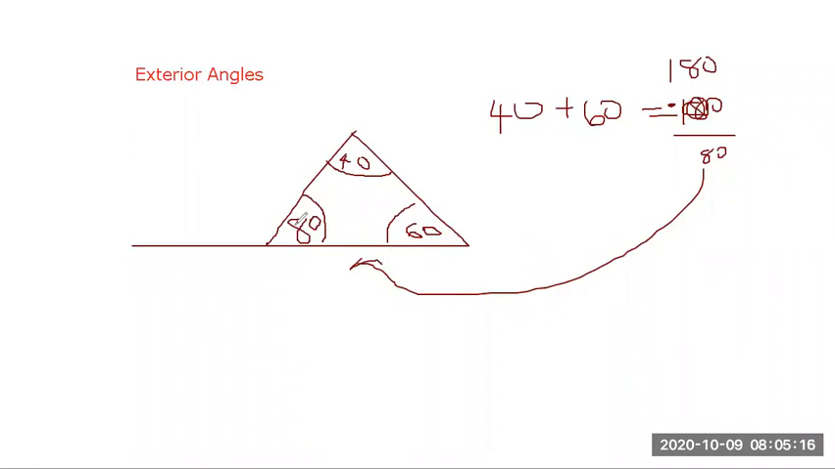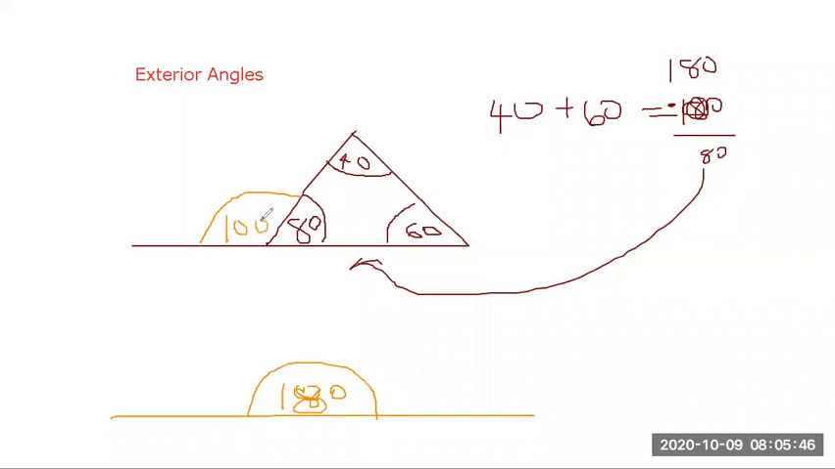Now we need to find what the exterior angle is. And in this case, our exterior angle is that right there. That's our exterior angle. We know that angles on a straight line equal 180. All right. So since that's the case, this right here should be 100, because 100 plus 80 is equal to 180, and that's the entire angle on the straight line.